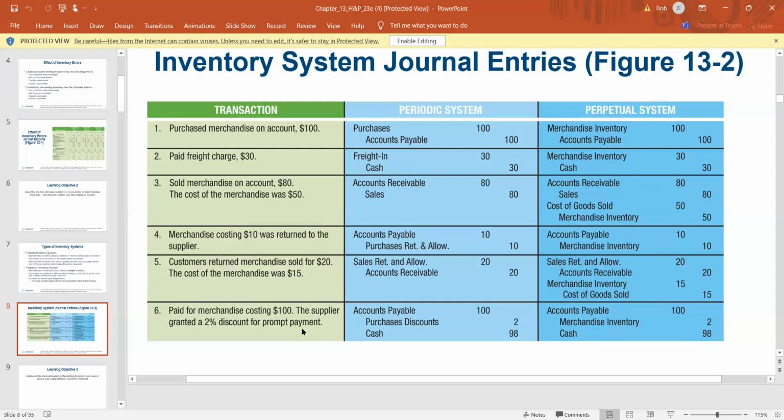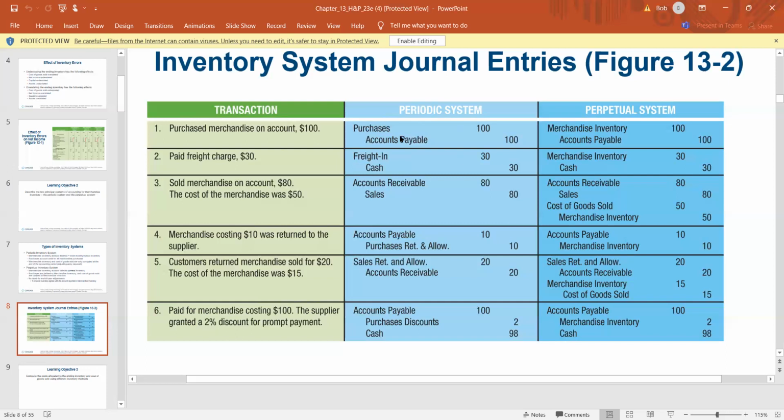And now we're making the payment and we took a 2% discount. Okay, so we settled $100 worth of accounts payable, and we get to credit cash 98 and $2 difference for the purchase discount. So this is kind of what we've learned already, and we've gone through this. Now look at the difference between the periodic method and the perpetual method.